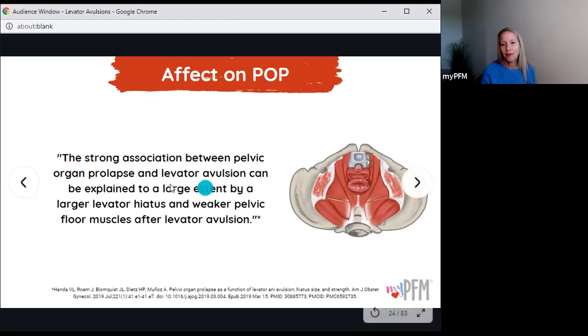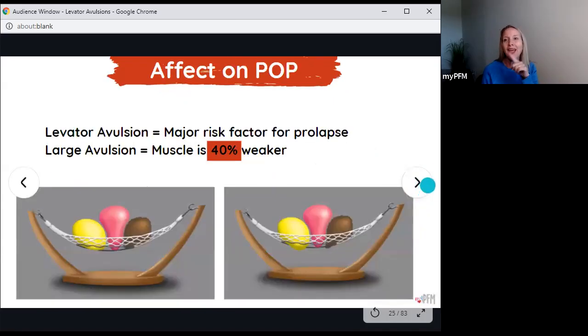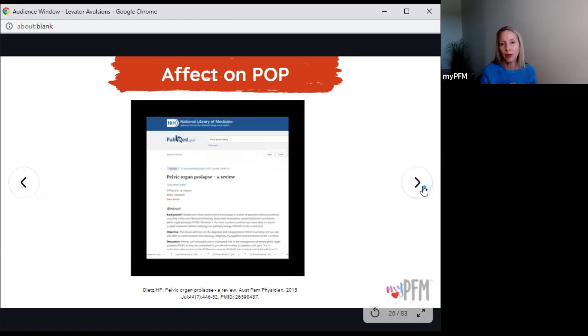And then the second piece here is weaker pelvic floor muscles. So yes, if you have a muscle tear, the muscle is going to be weaker. It's not going to function as well as it did before. That doesn't mean there isn't hope and help. So we'll talk about that more at the end. Levator avulsion, if you have a levator avulsion, you are at a major risk of prolapse. Okay, it's a major risk factor for prolapse. If it's a large avulsion, the pelvic floor muscles are up to 40% weaker, which is really an incredible number.